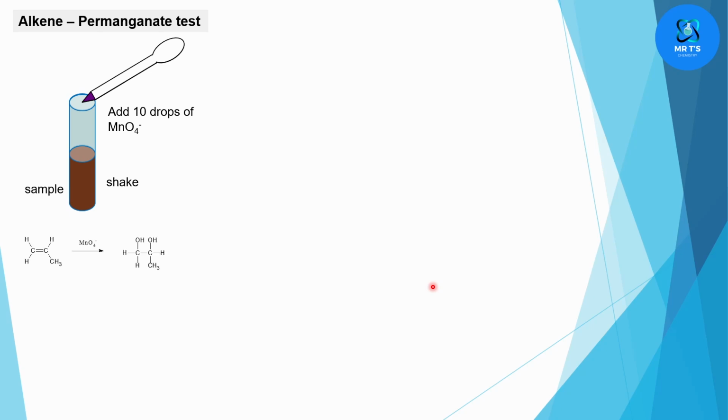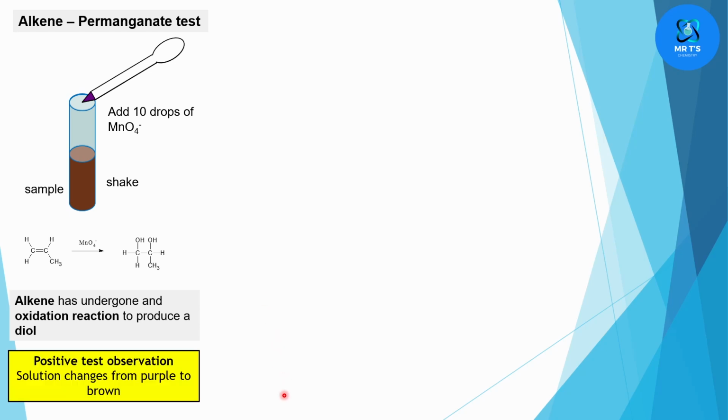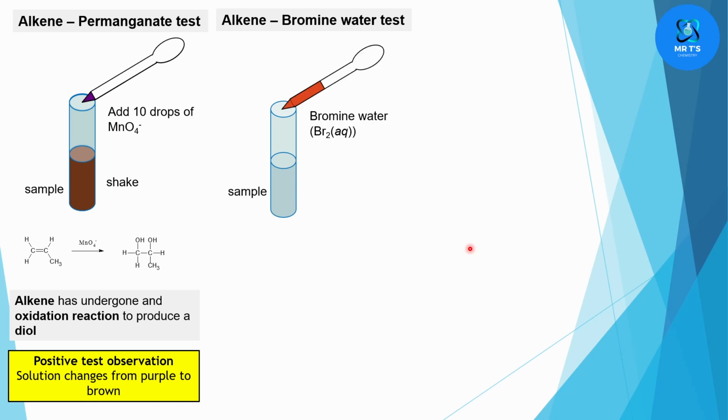Now this is the reaction that happens. We have a double bond. It produces a diol. It has undergone an oxidation reaction. And the positive test for an alkene here is we added permanganate and it changed from purple to brown. We can also do another test for alkenes, what's called the bromine water test, and we take a sample of it again. We add some bromine water to it, and then we give it a shake.